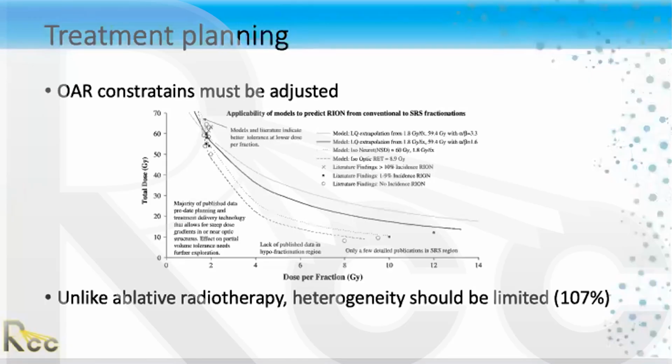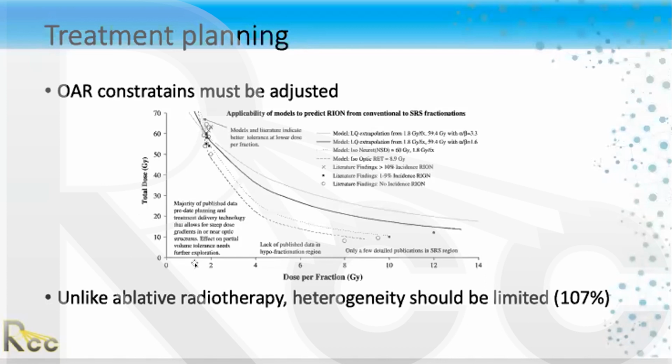And here it is. If you look at this information showing the likelihood of radiation-induced optic neuropathy, looking at conventional versus hypofractionated approaches, again as a function of dose per fraction, you can see very nicely on this model curve that as you increase dose per fraction, the total dose at which you may be at risk for optic neuropathy decreases significantly.